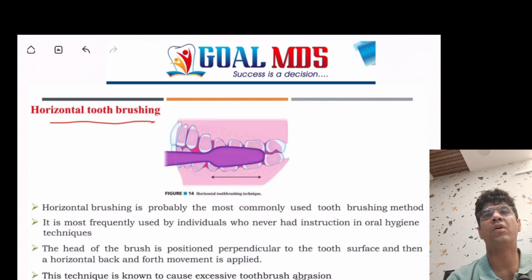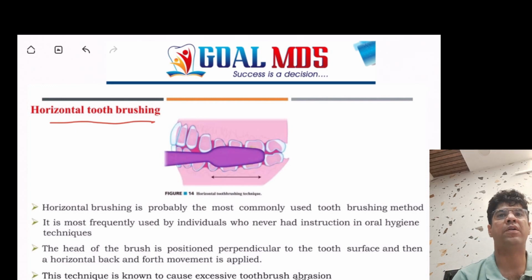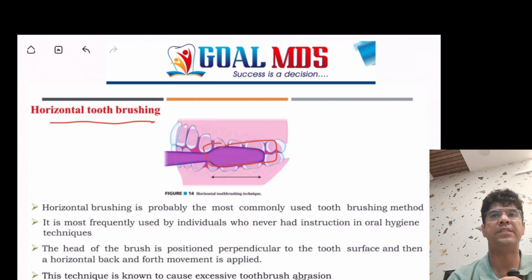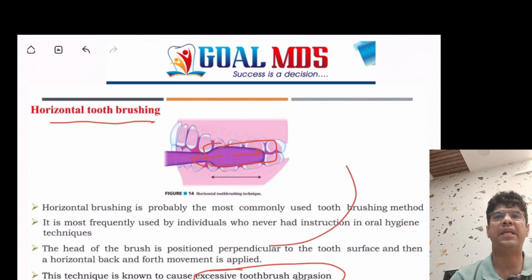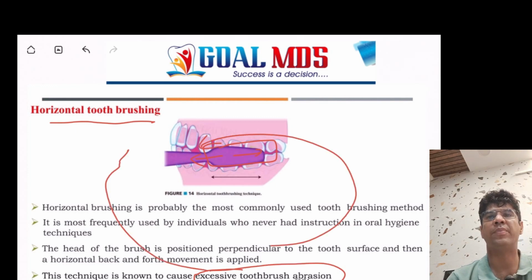The first is the horizontal tooth brushing. Which technique is the most commonly used brushing technique? Yes, it is the horizontal brushing technique. It is the most frequently used by individuals who never had instruction in oral hygiene technique. Here the head of the brush is positioned perpendicular to the tooth surface, and then a horizontal back and forth motion is applied. So remember, this technique is known to cause excessive tooth brushing trauma.